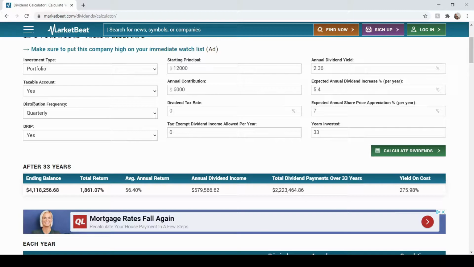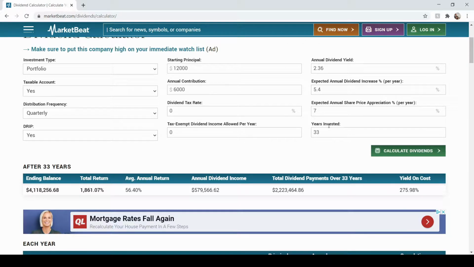So I'm going to be using my Roth, where I have my dividend growth investment strategy. I'm starting with $12,000. Every single year I want to max out my Roth, so I'm going to contribute $6,000 a year, and because it's a tax advantage account, we're not going to be paying any taxes. The annual dividend yield of my portfolio as of right now is 2.36%. If I use the S&P 500 average dividend increase, it's going to be 5.4%, and the expected annual share price appreciation should be 7%. I don't care too much about the appreciation as much as the dividend increases.